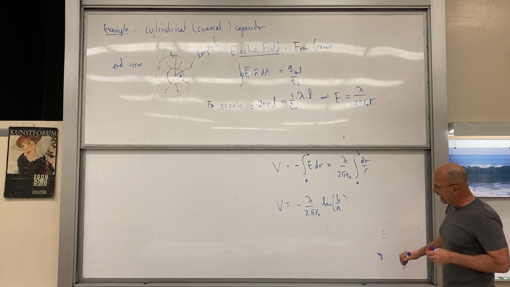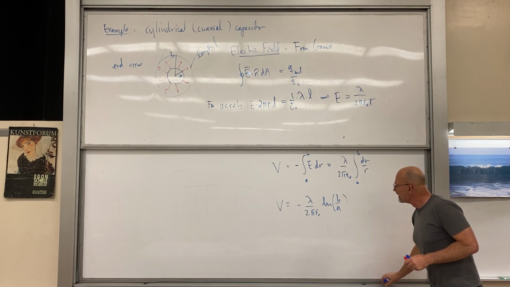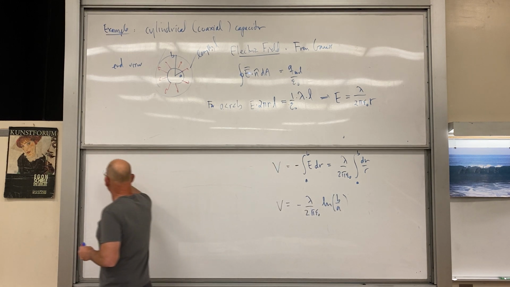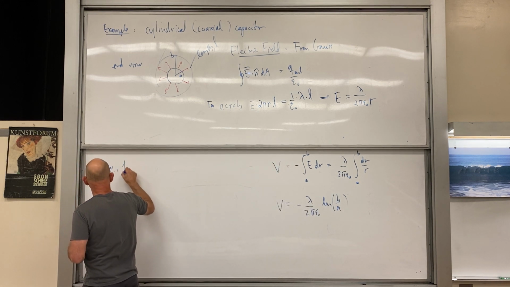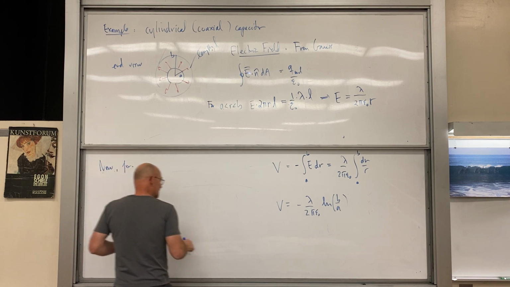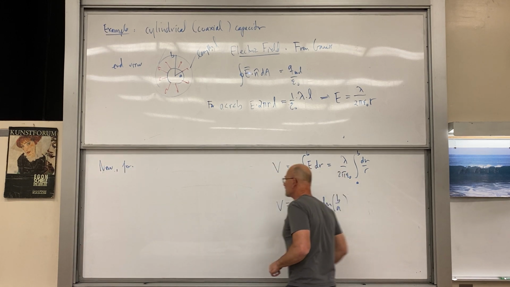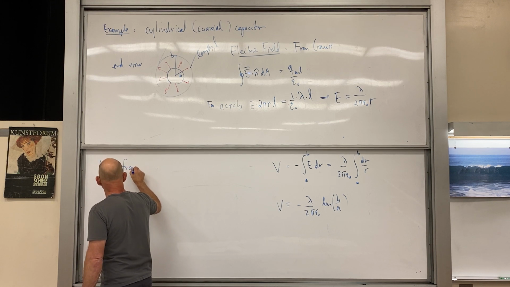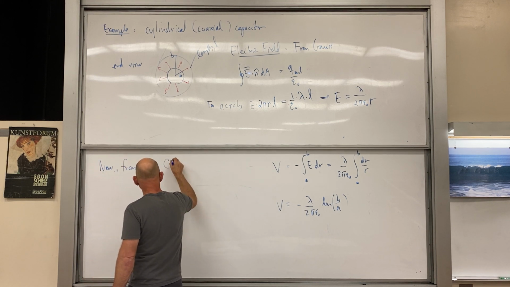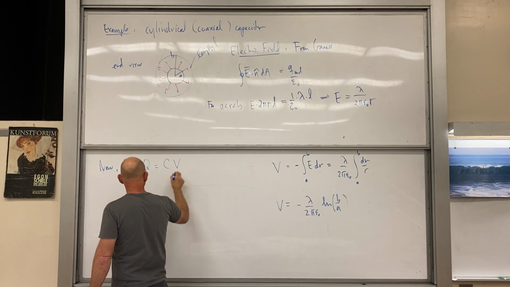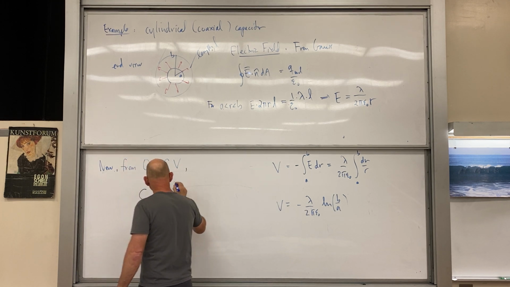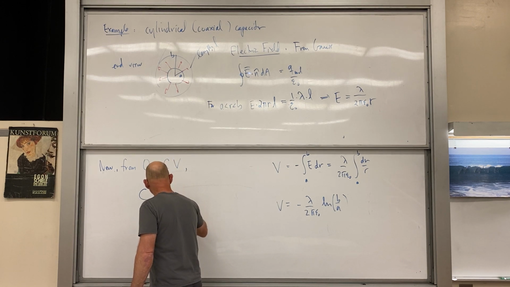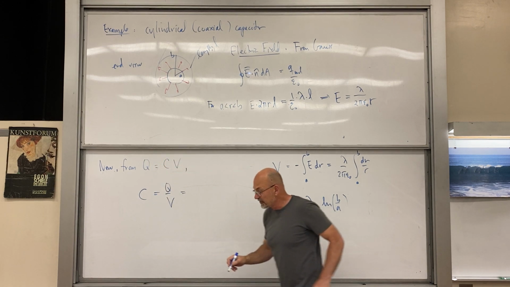Now we can take our definition again. From Q equals CV, C is equal to Q divided by V. Now what do we have here?